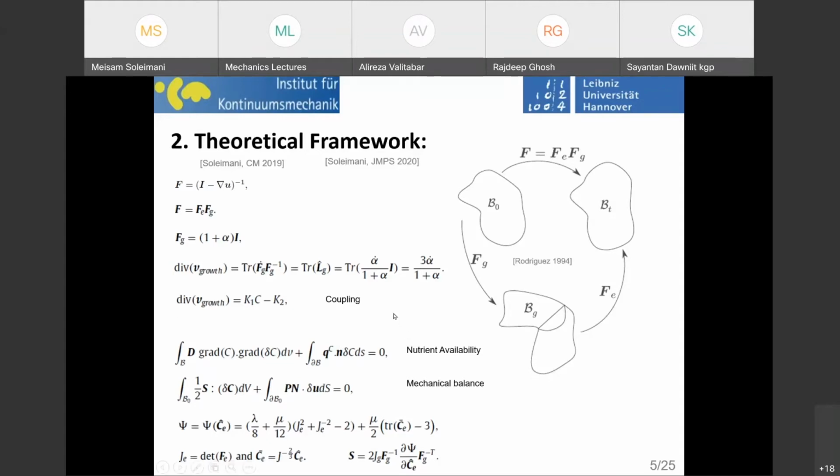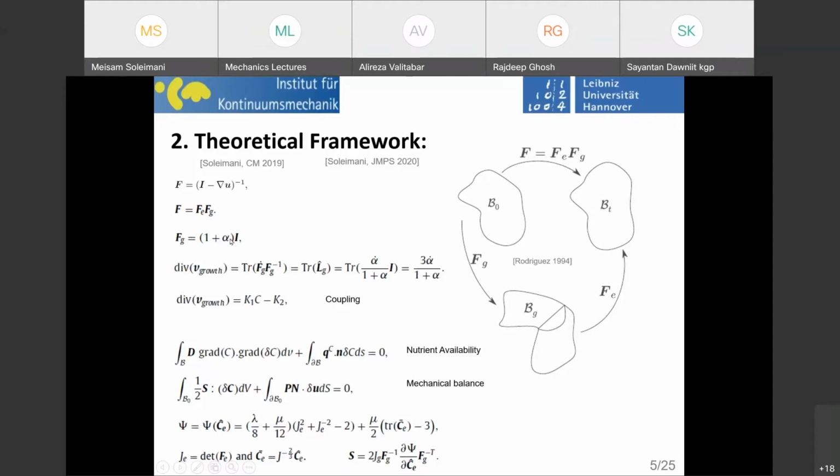So we were talking about the rate of this Fg. This Fe, as I told you, is related to the elastic response of the body. It's like the normal solid body, and this growth part is related to the biology. And for the product of this tensor, if you compute a trace of it, you would get the divergence of the velocity gradient associated with this rate. The 3 comes out due to this identity tensor. So at the end of the day, the rate of this growth part is nothing else than the rate of this alpha.